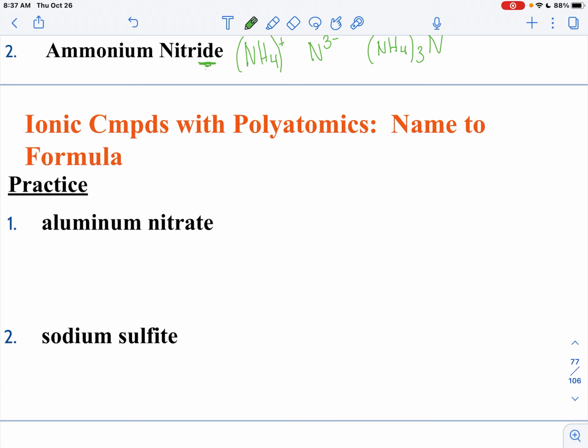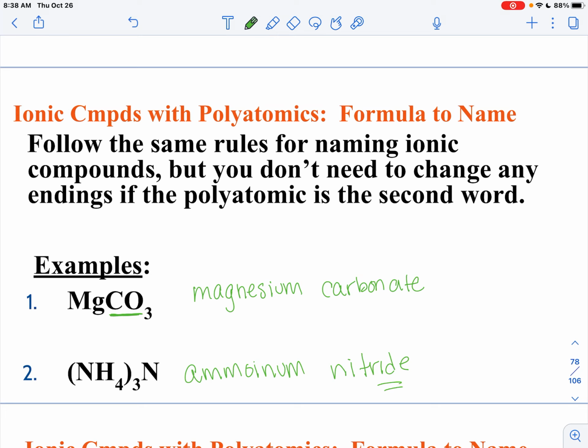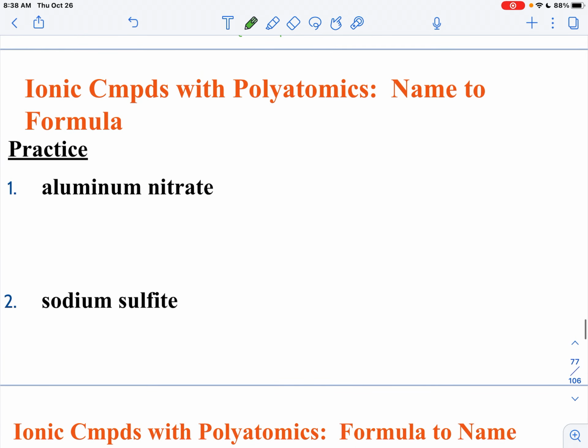And then going the opposite way is pretty easy, especially if you know your polyatomics, because you actually don't have to change any endings. So here, as long as you recognize that this is carbonate, it's pretty easy to write magnesium carbonate. And then here we have ammonium nitrite again. That's to show you that if the polyatomic is the first word, you still do need to change that ending. Okay, so go ahead and pause the video and try these name to formula ones, and then come back here for the answers.